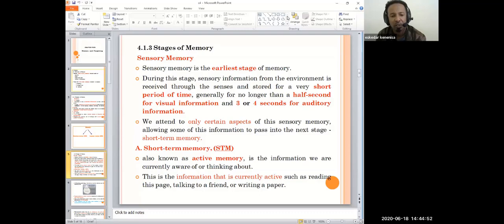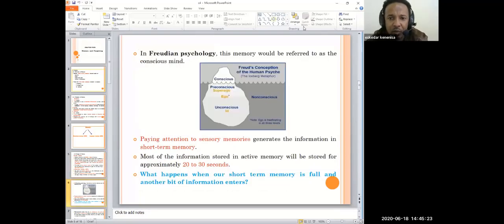Okay, what's short-term memory? This short-term memory is active memory. What do we mean when we say active? It means, for instance, now I'm discussing with you and you are listening to me. So both of us are using our short-term memory or our active memory. Information that is currently active. In this case, I can give you an example.